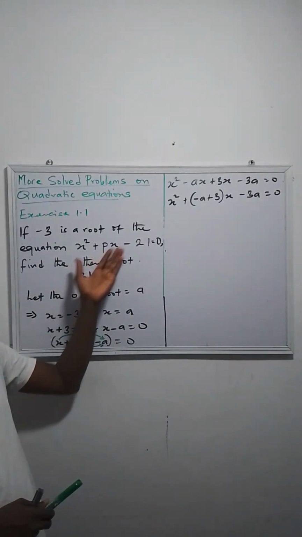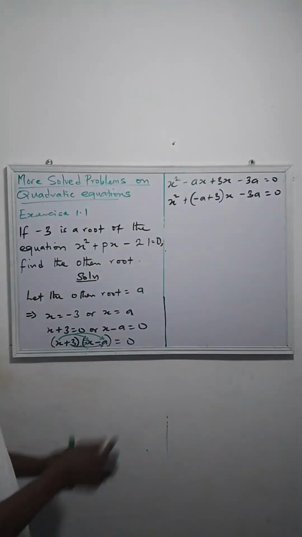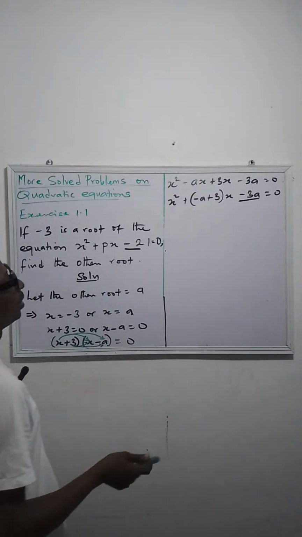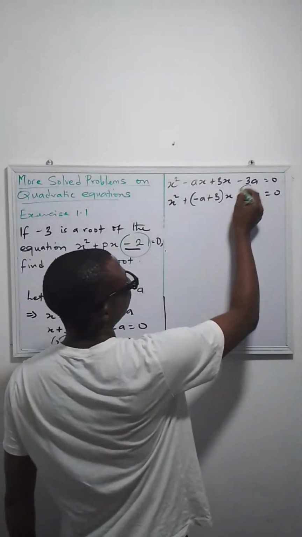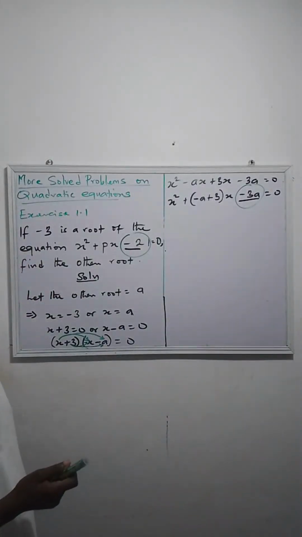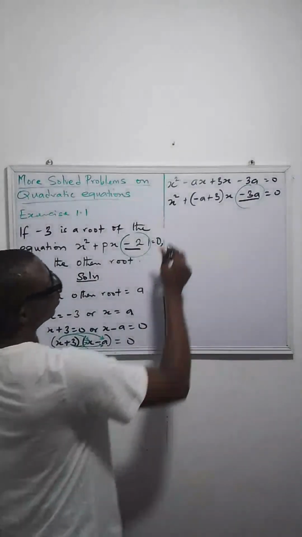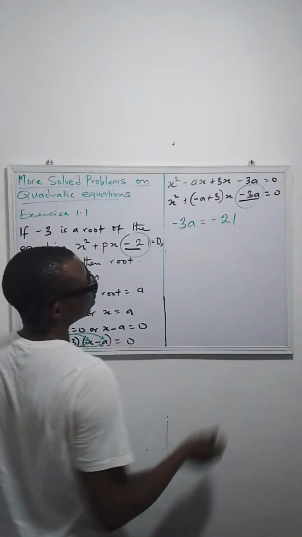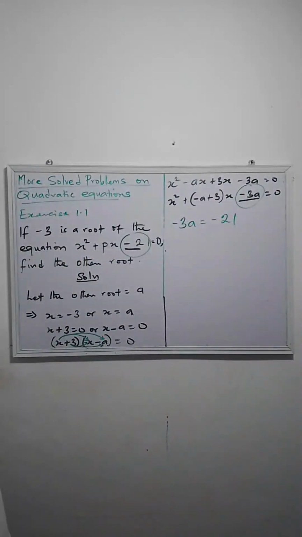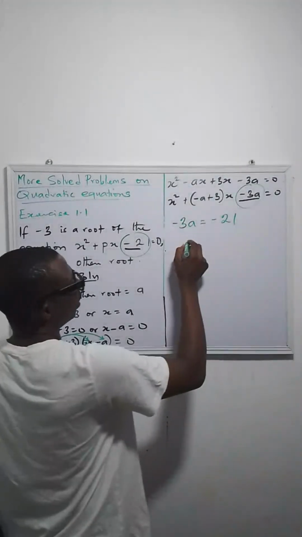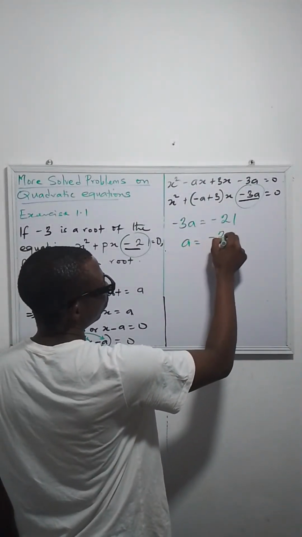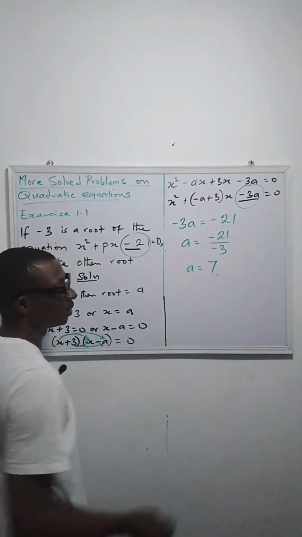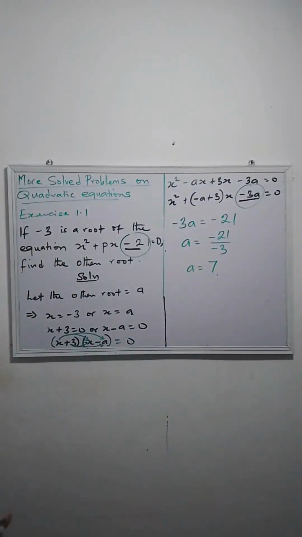So now I can compare this and this. Can you see that now? Negative 21 with negative 3a. So we have negative 3a equals negative 21. You can go ahead and divide both sides by negative 3. So we have a equals negative 21 over negative 3. So the other root is going to be 7. And that is the answer to the problem. I want to believe you understand that.